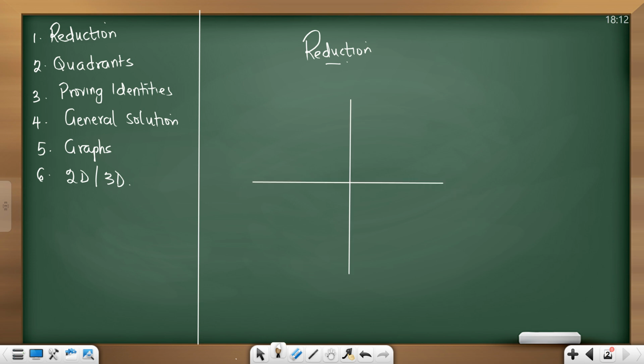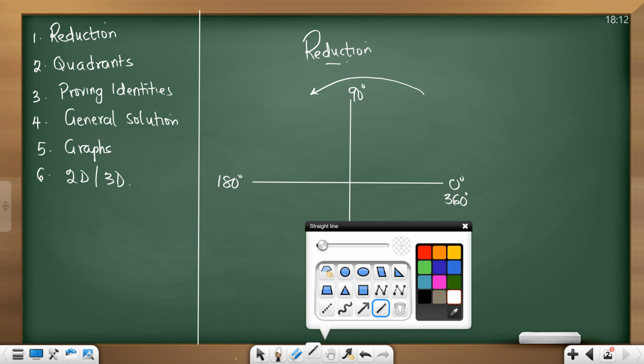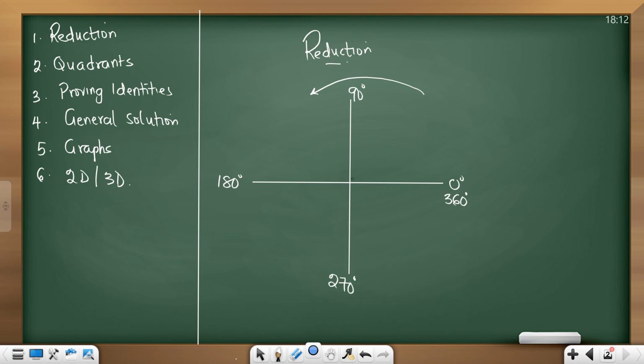Remember, with trigonometry, we are moving what? Anti-clockwise. And we're starting from here. 0 degrees. What do we have? 90 degrees. 180 degrees. 270 degrees. And then what? 360 degrees. And we can continue in 90s like that. And what we normally do is, this is the center of your head. If you put your head here, you have got your eyes and you've got a big smile there. Beautiful.